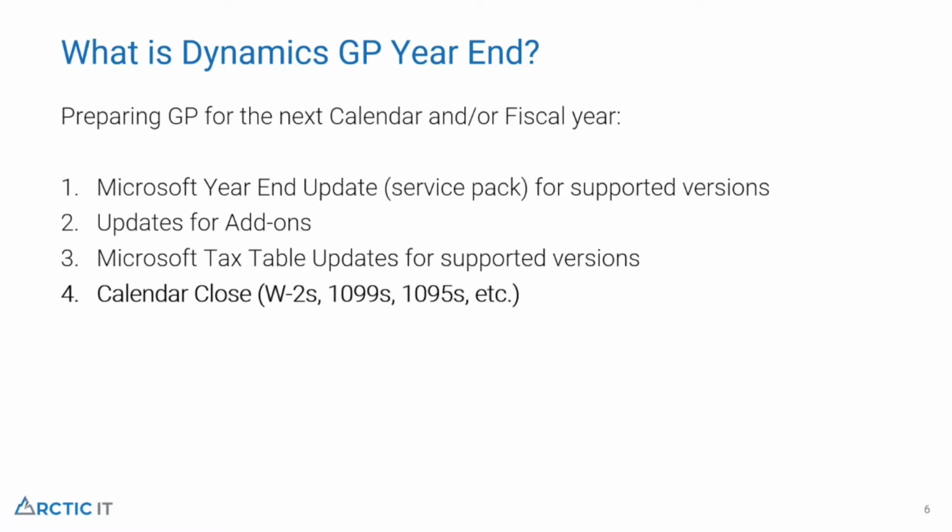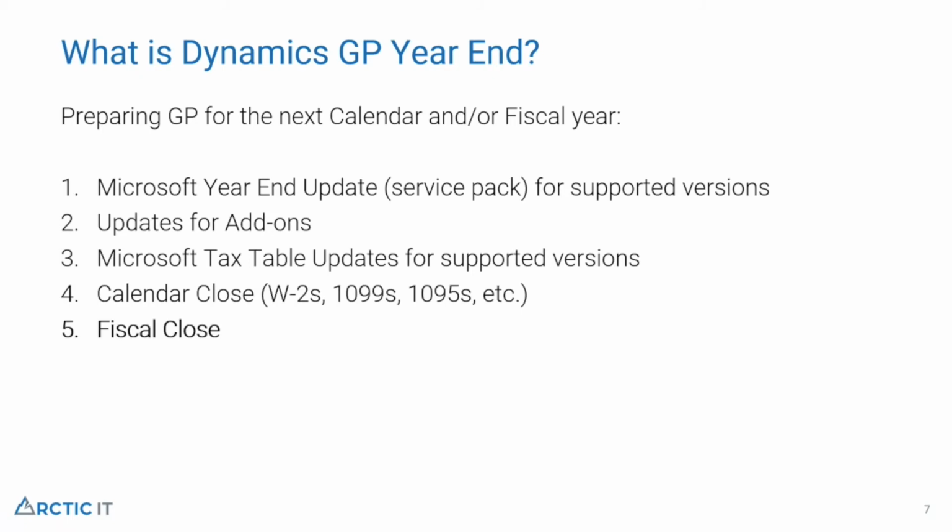Now that your system is up to date, it's time to close the calendar year by correcting, reconciling, and preparing tax forms like W-2s, 1099s, and 1095s. This is a big task for payroll, HR, and AP, and Arctic IT assistance is often required or requested from our clients. If you need help, contact your Client Success Manager to schedule your sessions or email yearendsupport@arctic.com. Appointments fill up very quickly, so get your requests in soon.